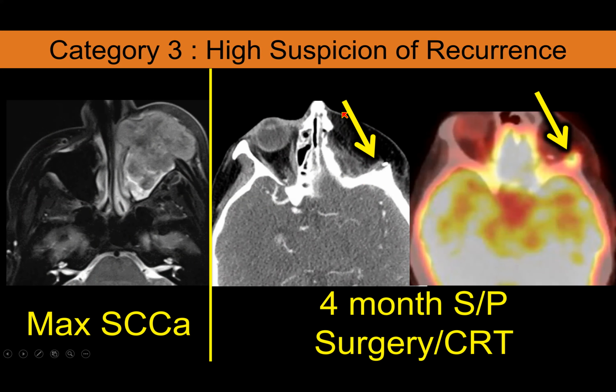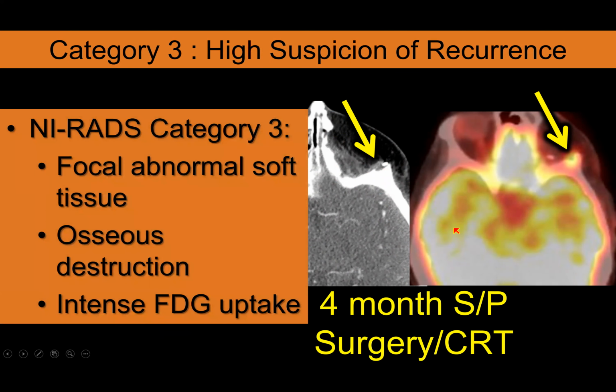We sometimes do these big orbital exenterations. We may take part of the maxilla with us, but we do see there was this abnormal soft tissue and a little bit of osseous destruction right there, at the lateral orbital wall in the surgical bed, and a focal area of increased uptake. So we're very suspicious of that. So that's going to be category 3. We've got focal abnormal soft tissue there with osseous destruction and intense FDG uptake. So that's going to be category 3 for the primary site on our follow-up.